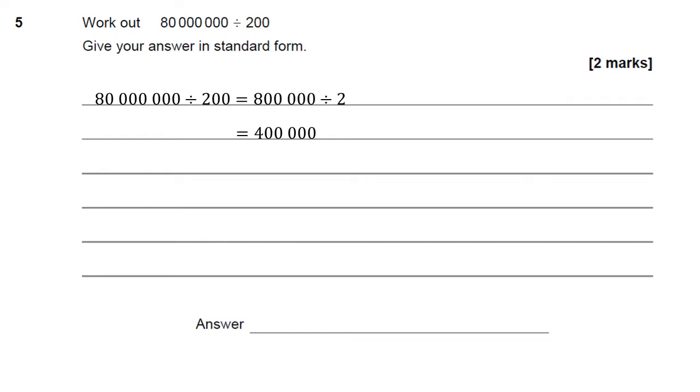We've now got 4 followed by 5 zeros. So this must be 4 times 10 to the power of 5. Remember, for standard form, that first digit has to be between 1 and 10. Hence, it's 4, not 0.4 or anything like that.